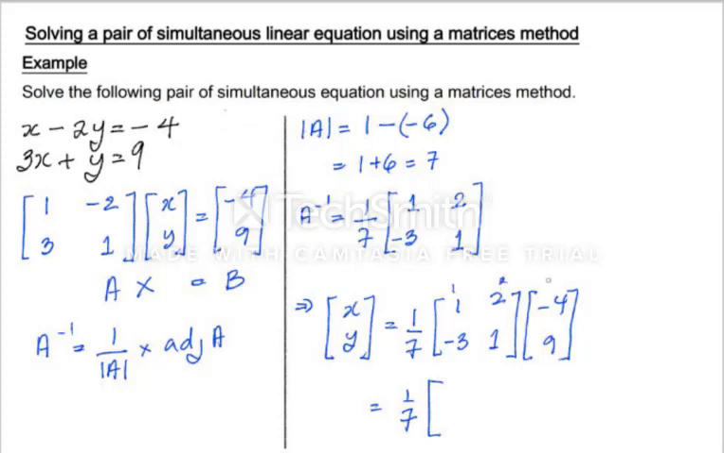1 times minus 4 is minus 4. 2 times 9 is 18. All right, so let's move down now to the bottom row. We're multiplying 2 rows, but only 1 column. Minus 3 times minus 4 is 12, and 1 times 9 is 9.